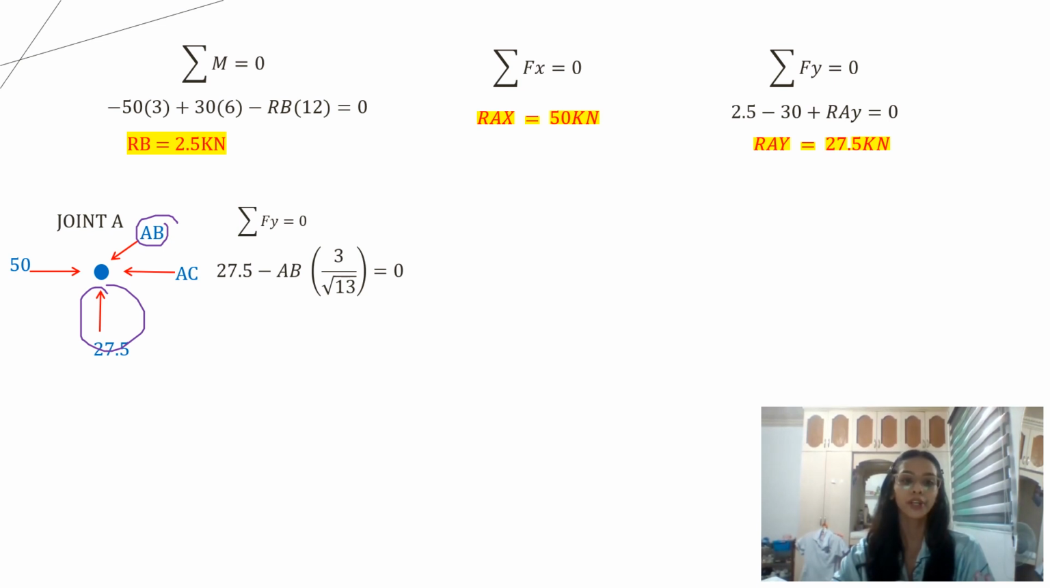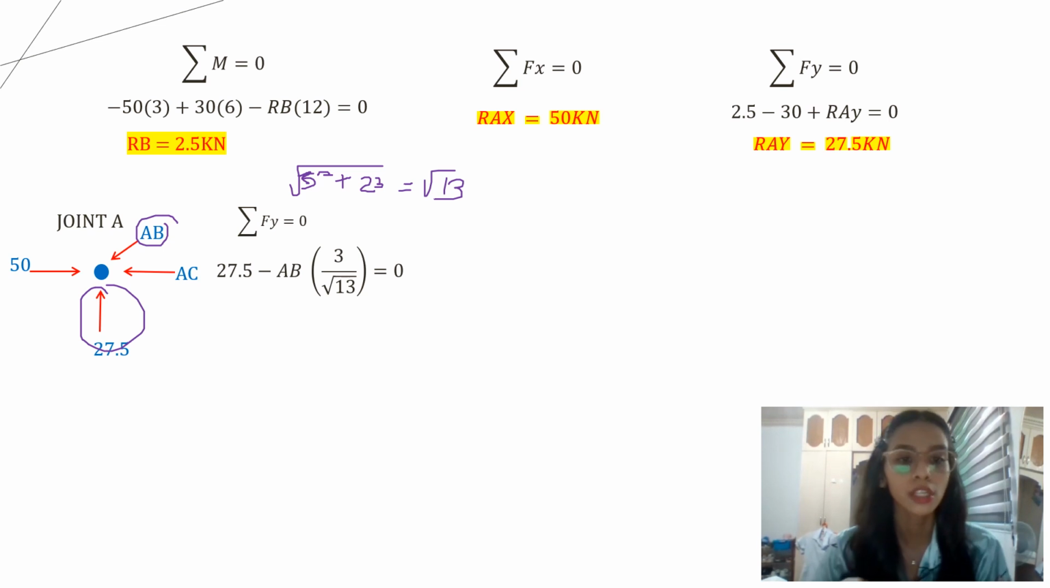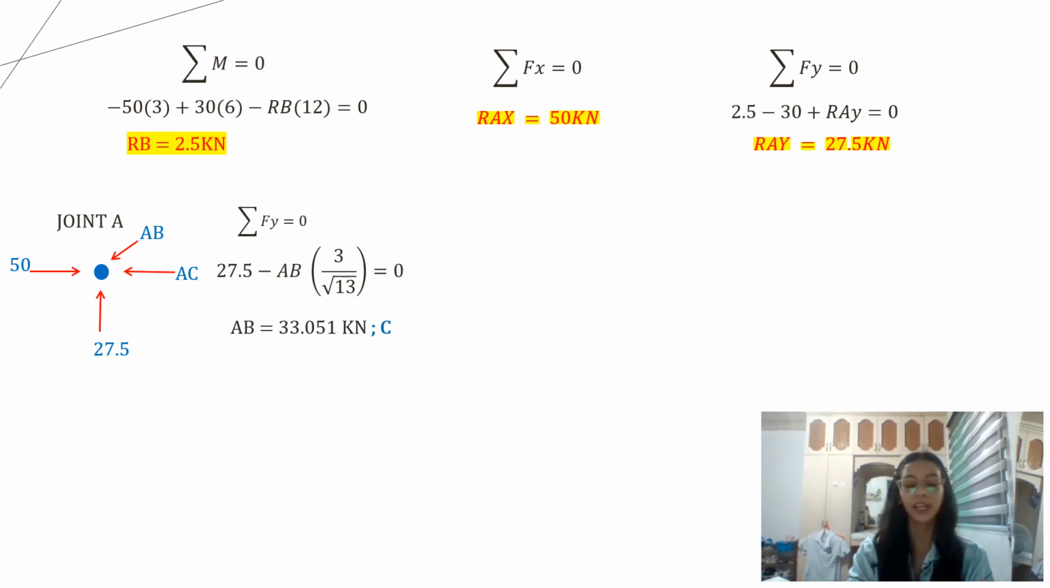It is our slope, which is 3 squared plus 2 squared equals square root of 13. It is the measurement of each triangle in the truss. So our AB is equal to 33.051 kN in compression since it is pushing our member.